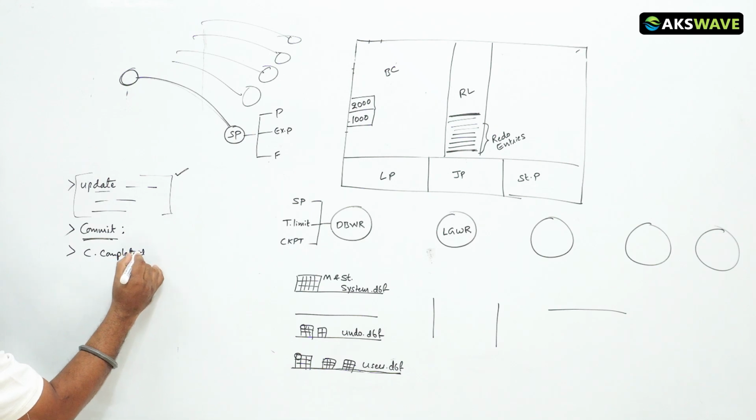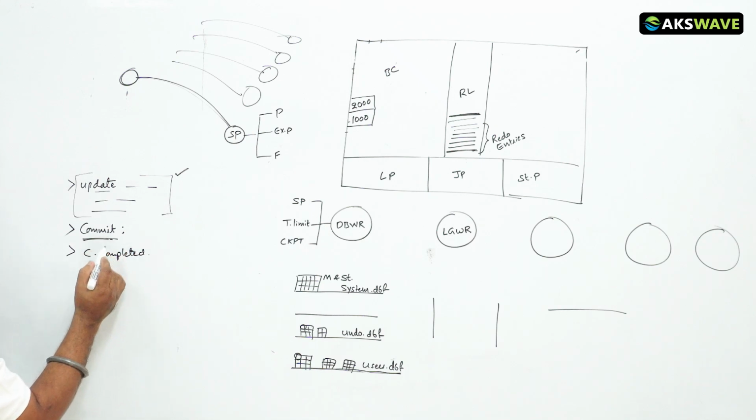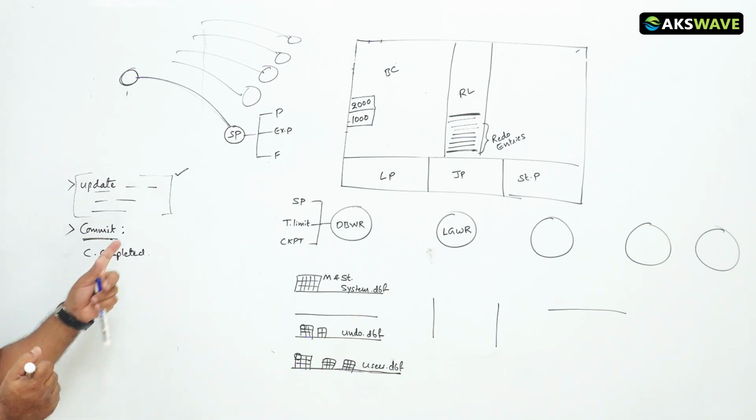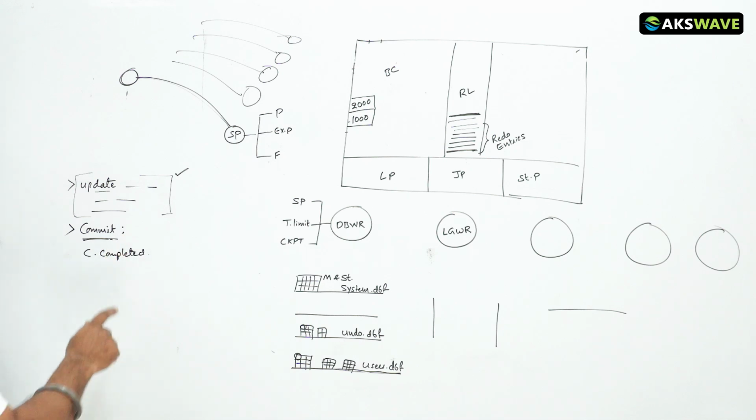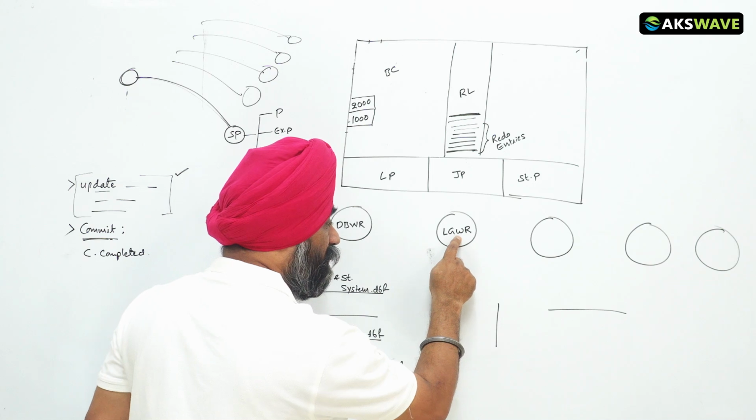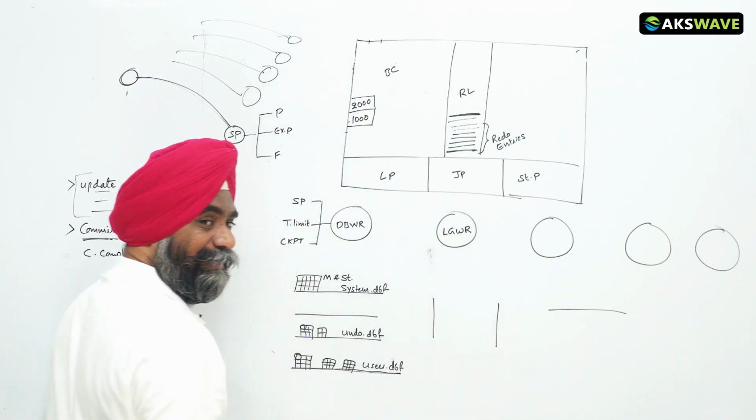Correct? Normally, when you type the command commit, you will receive acknowledgement: commit completed. But what is happening between that time? When you issue a commit, this process is actually invoked. Who is this? The process here, right?